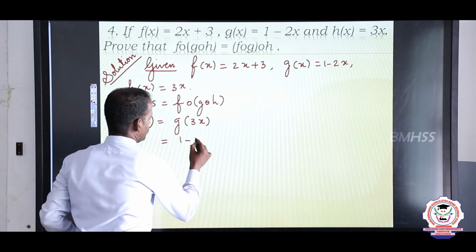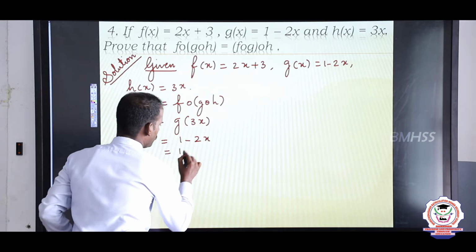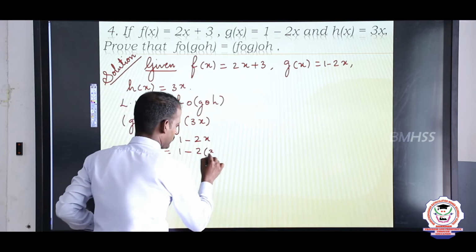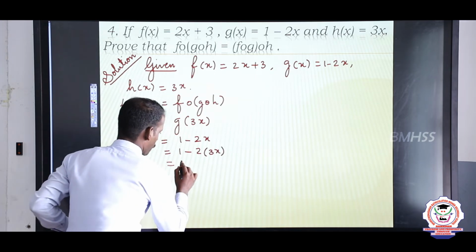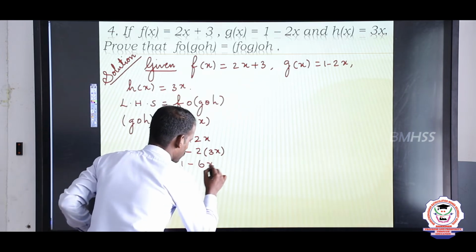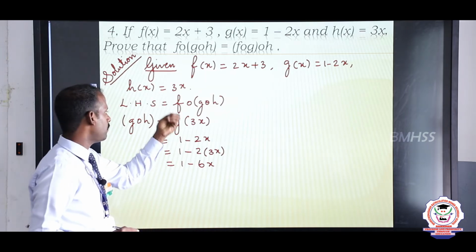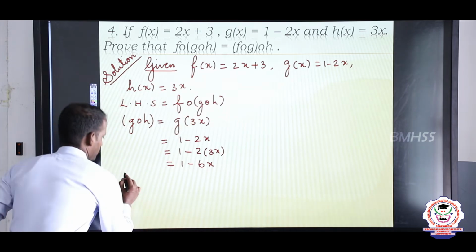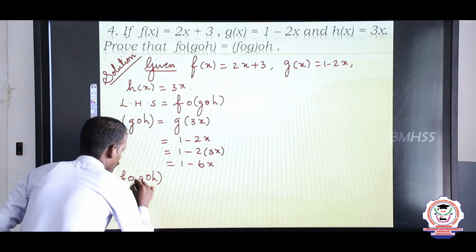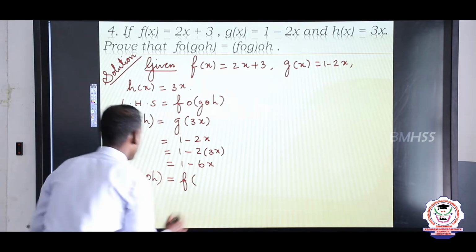So 1 minus 2x. So 2x, then after you substitute 2 into x value is 3x. So 1 minus 2 into 3, 6. So 1 minus 6x. That's it. This is g∘h. Then after, f∘g∘h. So here f∘g∘h is equal to f of, here g∘h.